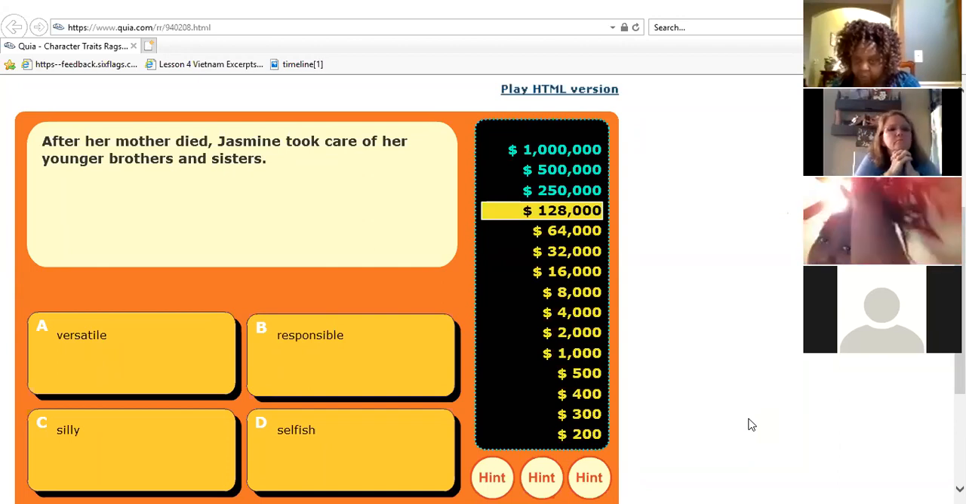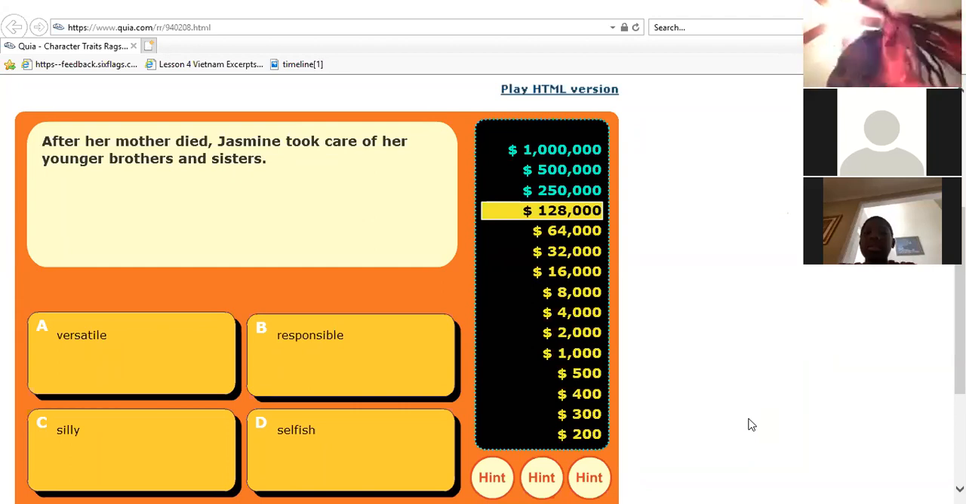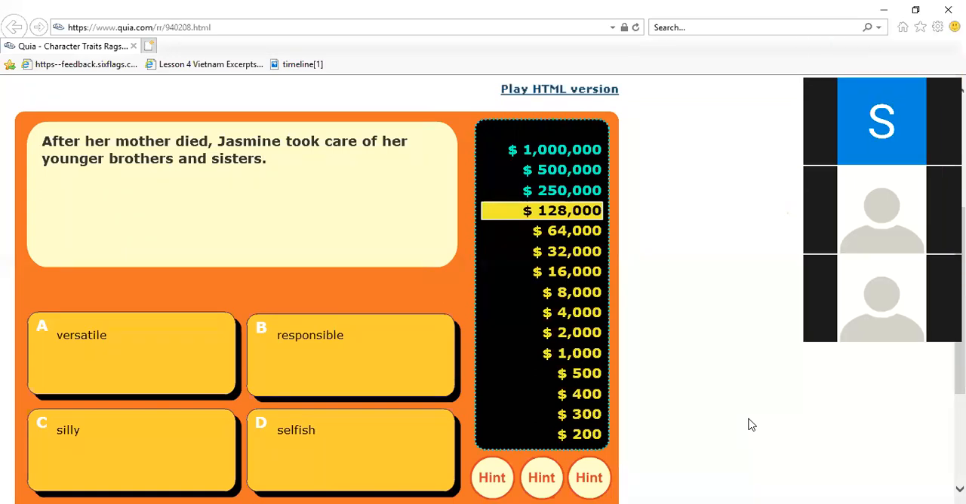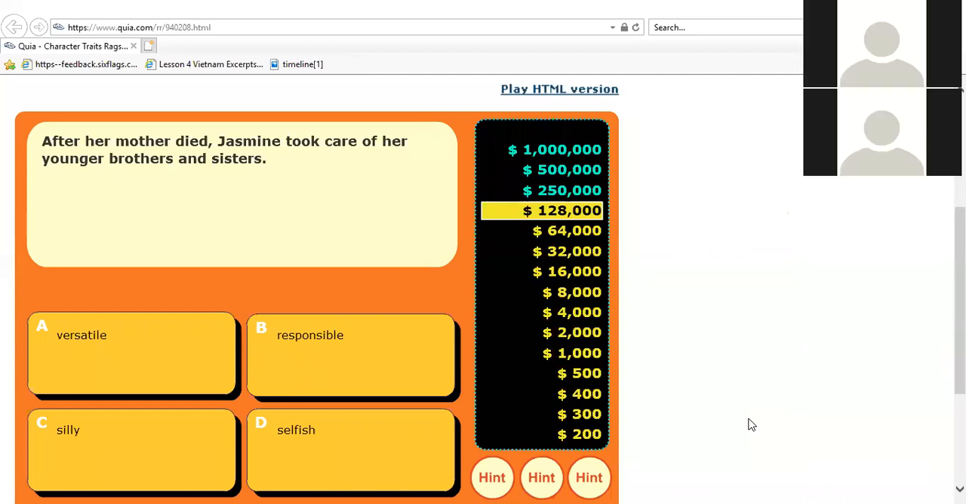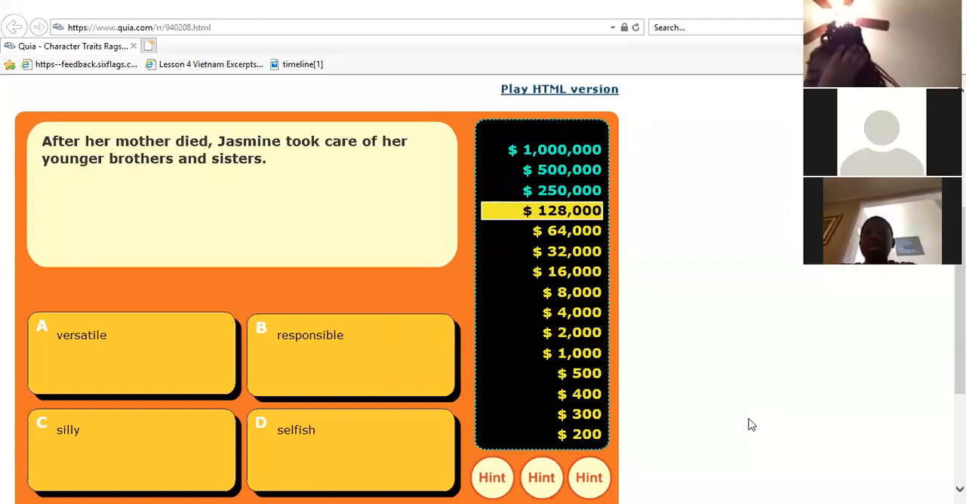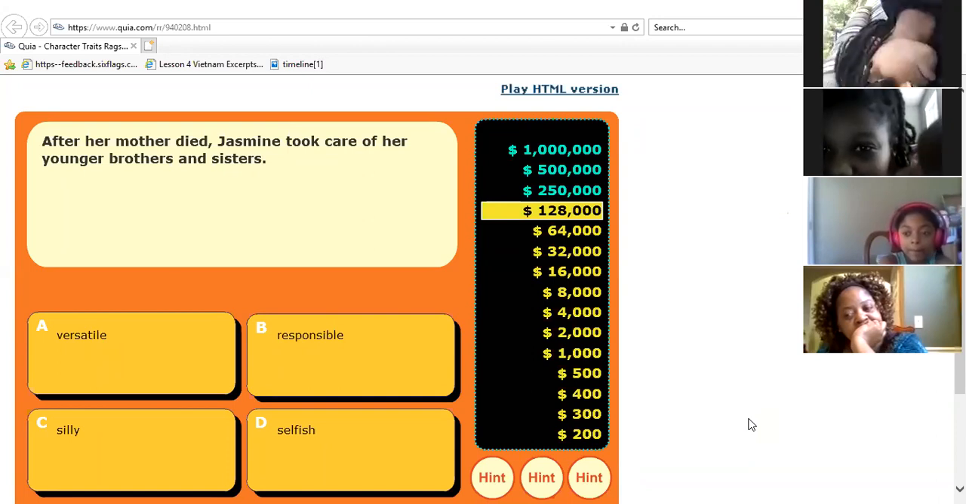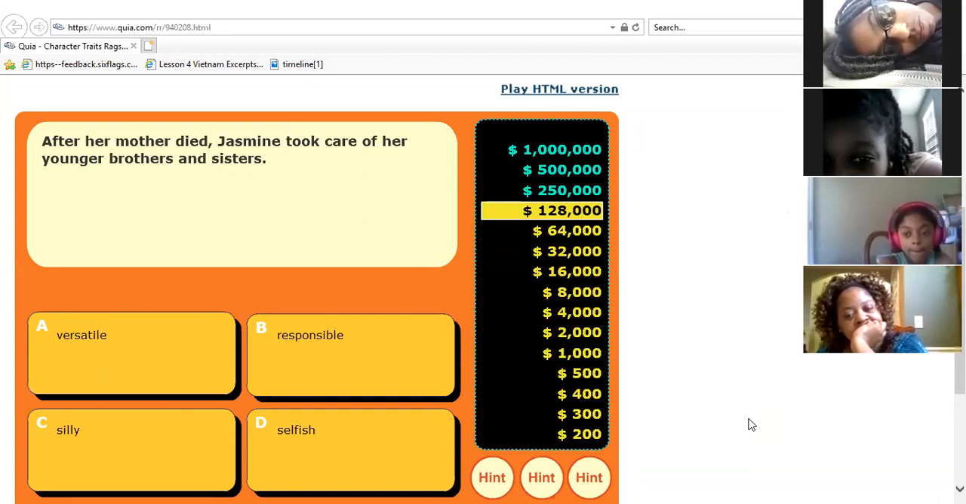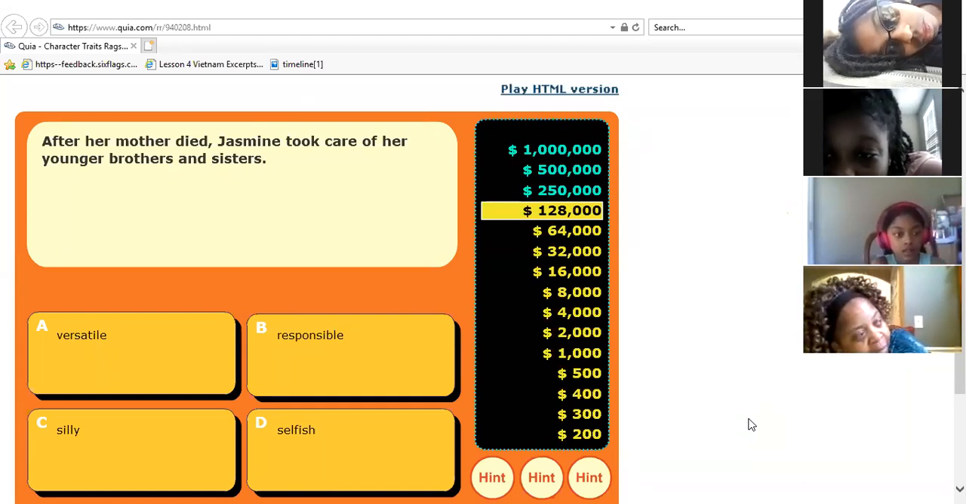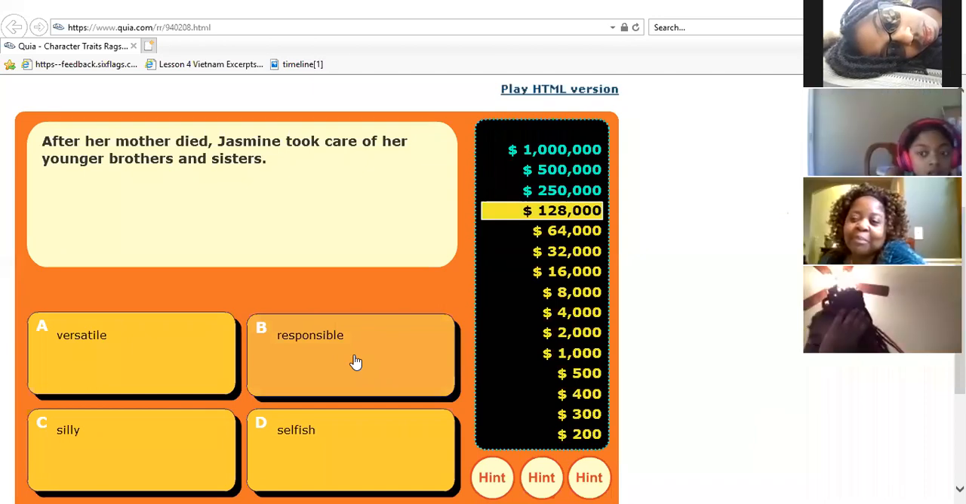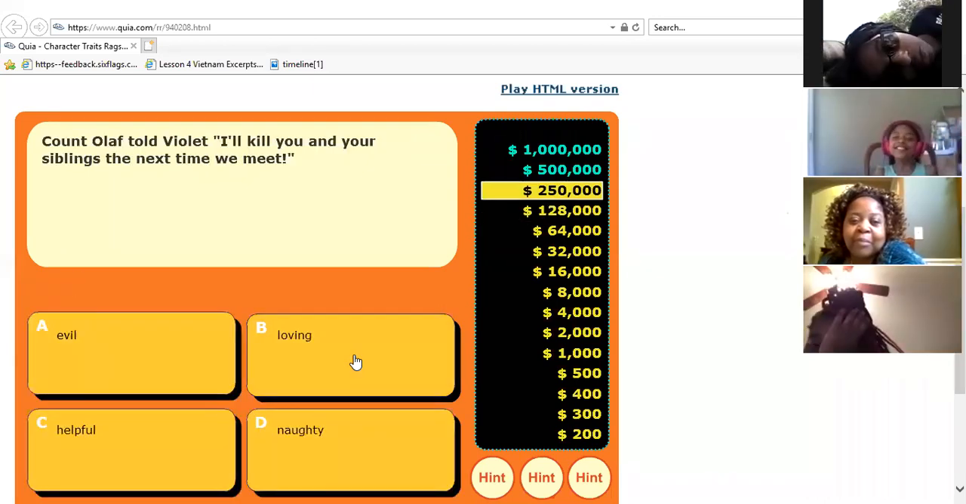After her mother died, Jasmine took care of her younger brothers and sisters. Is she A, versatile, B, responsible, C, silly, or D, selfish? Since she helped take care of her younger brothers and sisters, I don't think she was selfish. Latavia, can you help me out? Unmute yourself. Do you think she was silly? No. Do you think she was responsible? Yes. I think so too. Responsible. Let's see if they're right.